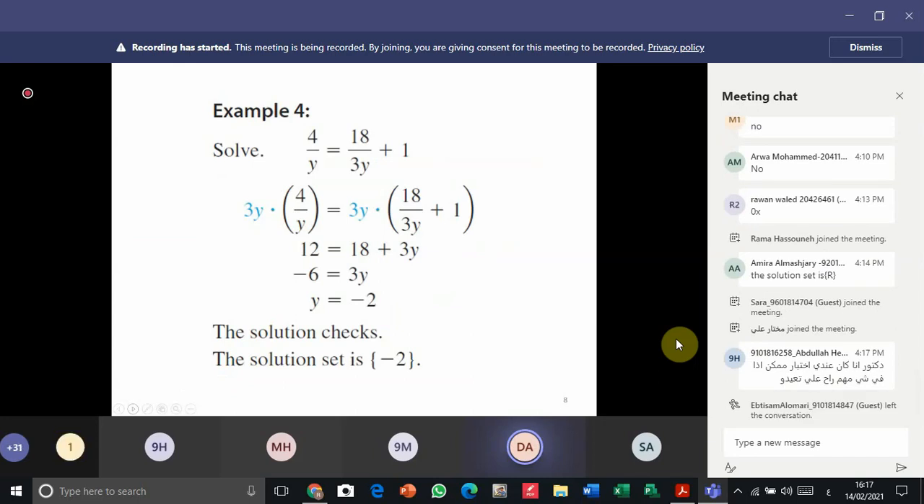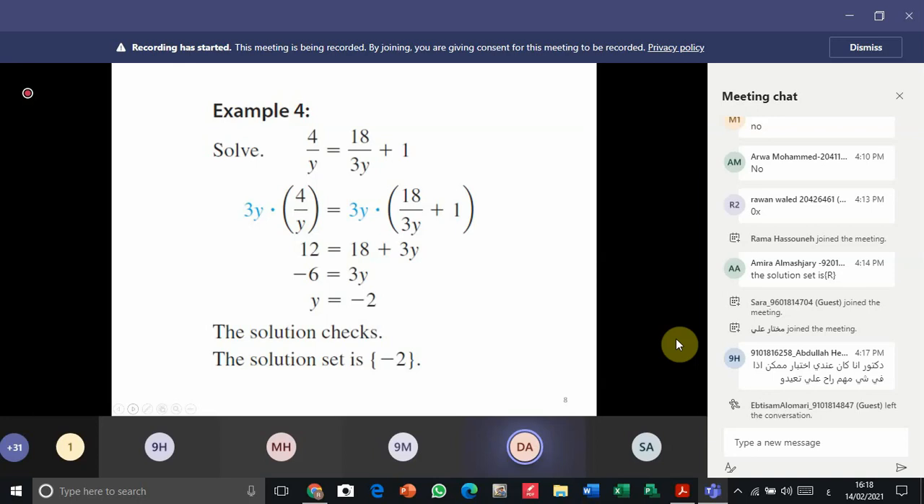دكتور أنا عندي اختبار، ممكن إذا في شيء مهم راح علي تعيده. ما راح أعيد شيء يا عبد الله. أكيد ما راح أعيد شيء. يعني مو كل واحد يدخل متأخر راح أعيد الربع ساعة اللي مضيتها. صعب جدا. يعني المحاضرة مسجلة أو في تسجيل بإمكانك تعيدها.